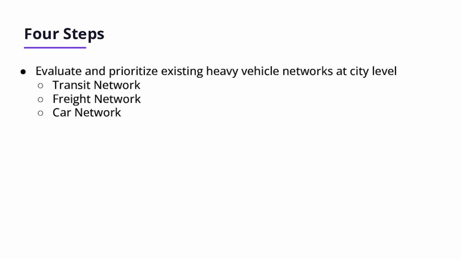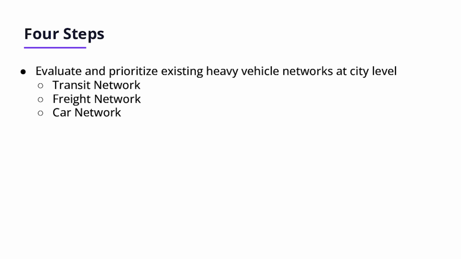So to make this work, to make traffic calming work at a network level, there's 4 steps. The first one is to evaluate and prioritize your existing heavy traffic networks. So making sure that you pick and choose a particular road that's suitable and has the capacity to carry a pretty significant volume of car traffic.